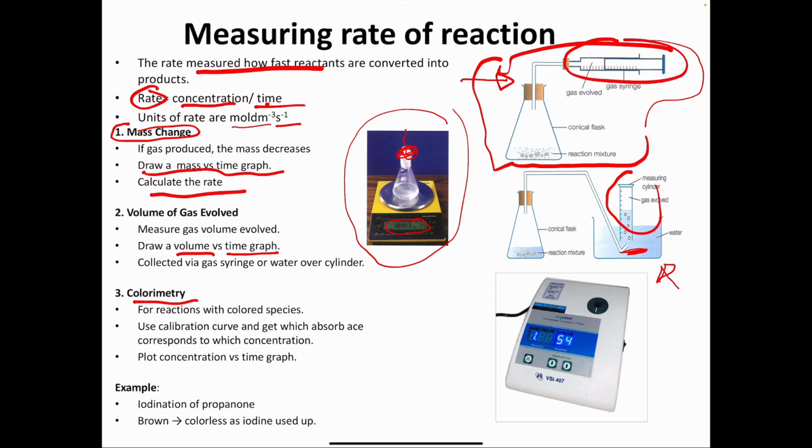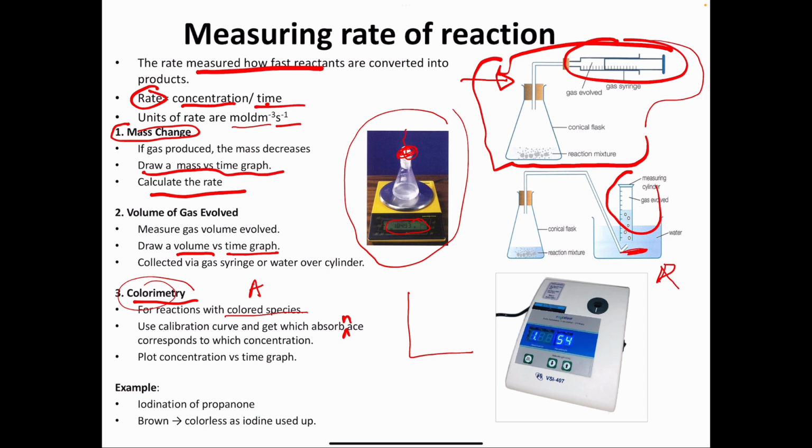Moving on to colorimetry. This is going to be effective if we have colored species. We will use a calibration curve. So basically we'll calibrate and then get the absorbance. We get the absorbance that corresponds to a specific concentration, and then we can plot a concentration versus time curve.